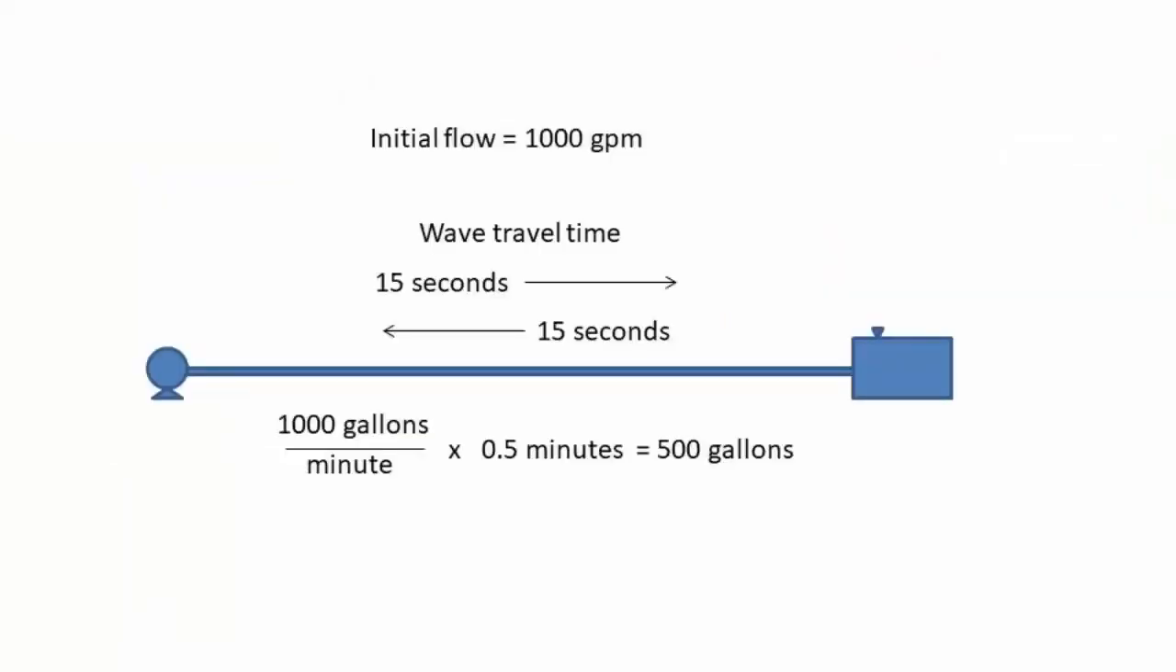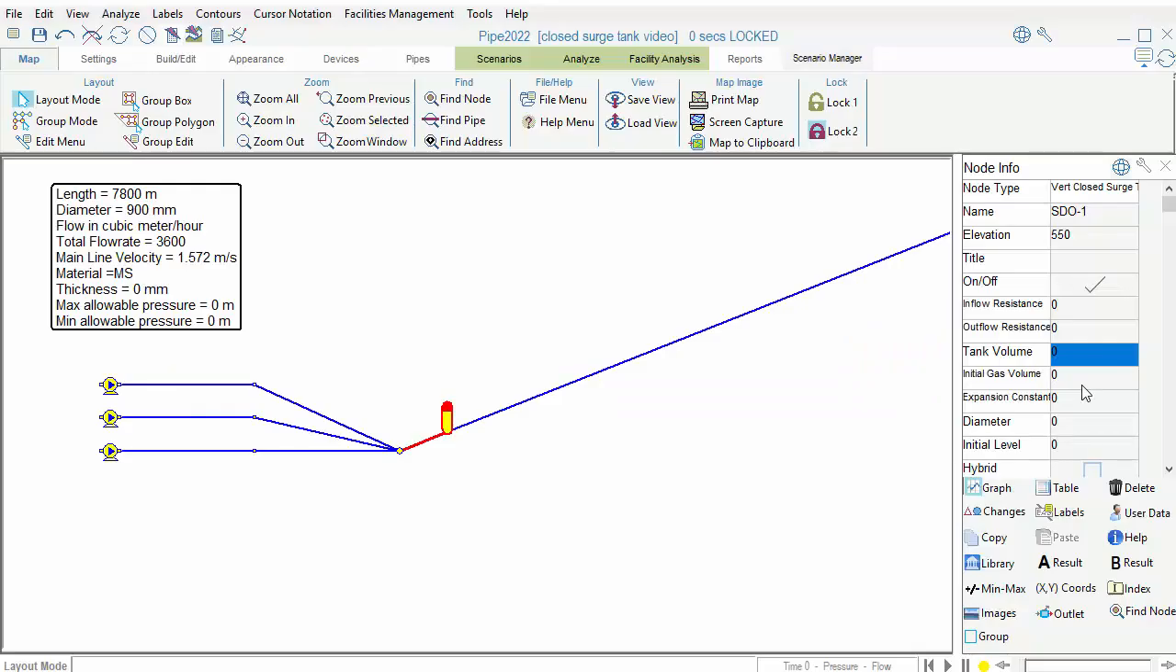If, for example, the initial flow is 1000 GPM, and we know from the pipe length and wave speed that it takes 30 seconds for wave reflections to return to the pump, you may want to size a surge tank to provide 30 seconds of flow, or 500 gallons. However, it is very easy to simply vary the initial gas volume until you get an acceptable transient response. Tank volumes are entered in cubic feet or cubic meters.